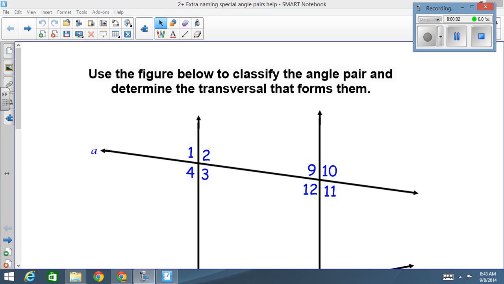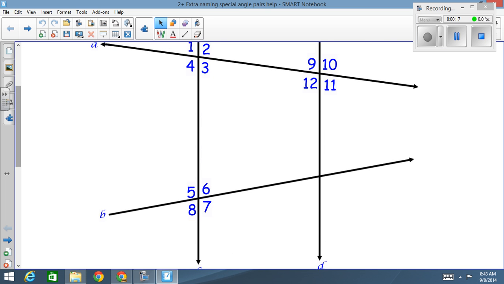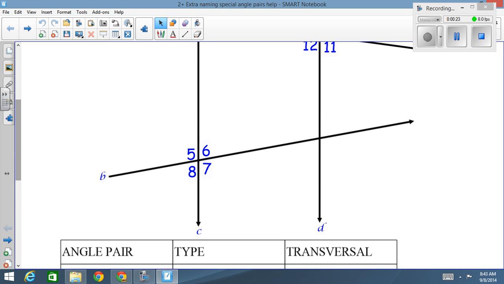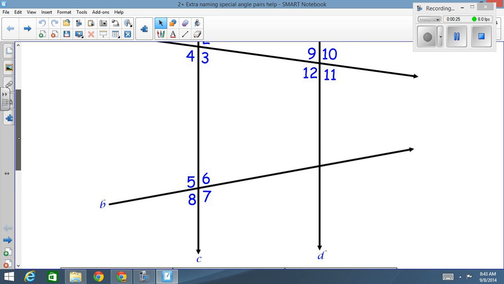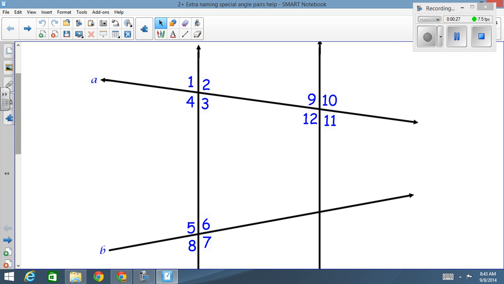Okay, so now we're going to take a look at this picture, and I'm just going to give you a little bit of extra help as far as naming some of these angle pairs, in case you just want to see some of them on a picture. Now this picture is a little different in that we do have two transversals, okay? We have a set of parallel lines, which are C and D. We also have A and B, which are cutting through both of those.